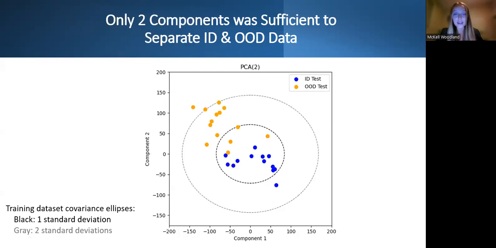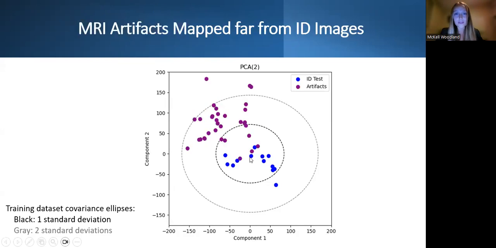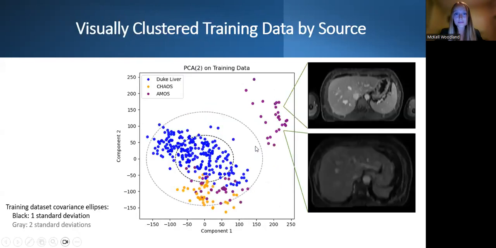Visually, we can see that even when only 2 components were used, there's a visual separation between the mapping of the in-distribution data and the out-of-distribution data, with most of the out-of-distribution data being mapped outside the first standard deviation of the training dataset distribution. We found a similar pattern for the MRIs with acquisition artifacts.